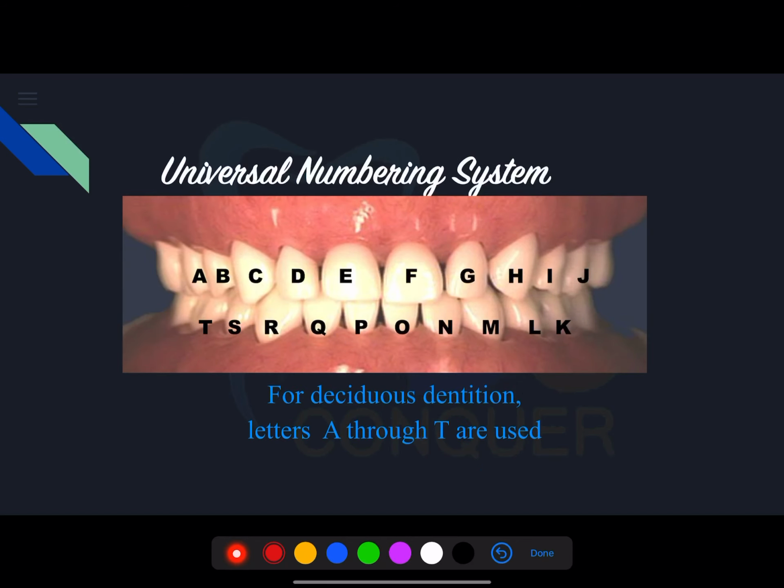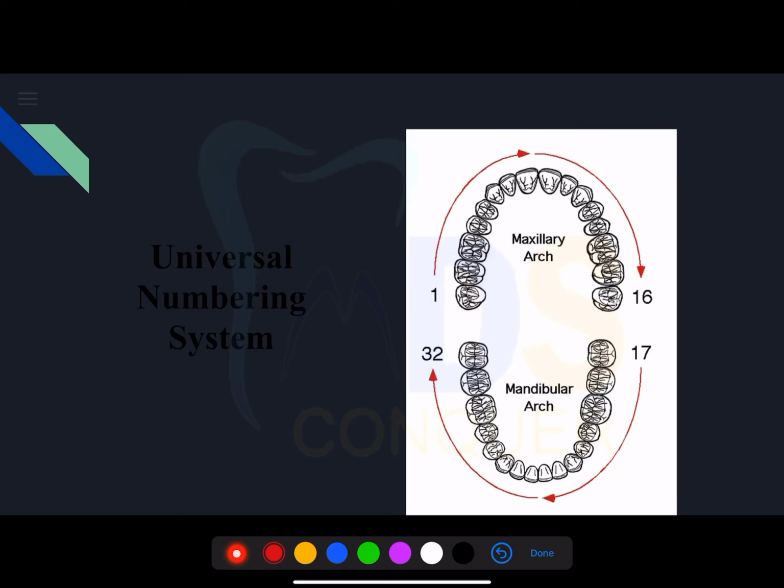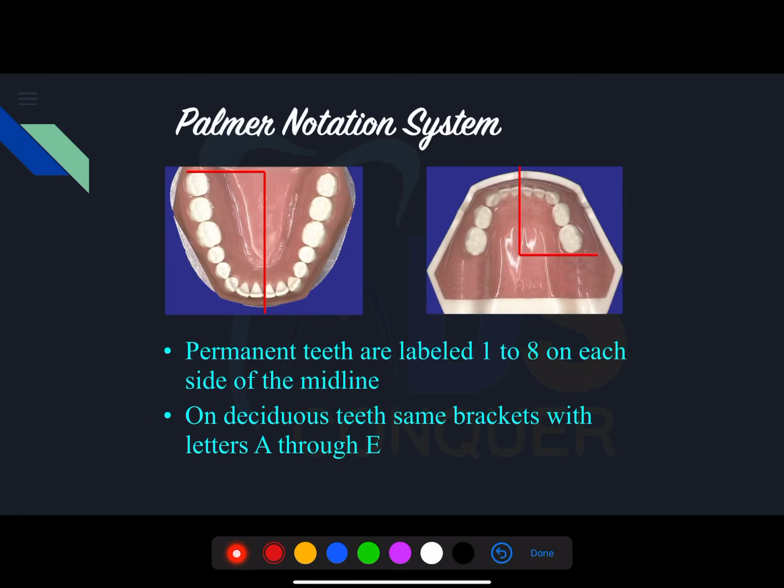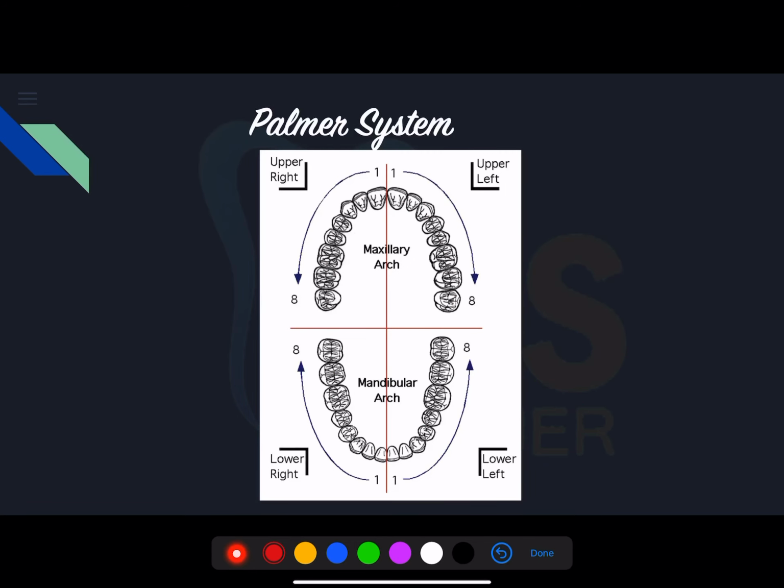So this is the universal system. For the primary teeth, it starts from A to J and K to T. We are well familiar with it, so we have discussed this. Okay, that is the universal system. The next one is the palmar system, where you can keep upper right, upper left, lower right, and lower left. Okay, so if it is in deciduous teeth, it will be A to E. So this is the palmar system, 1 to 8, 1 to 8, 1 to 8, 1 to 8.